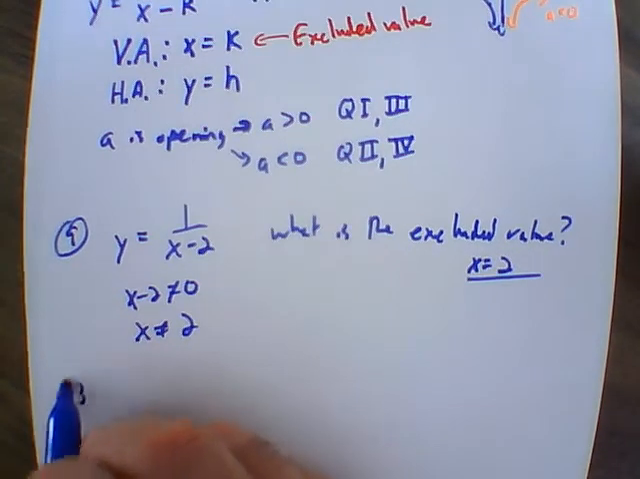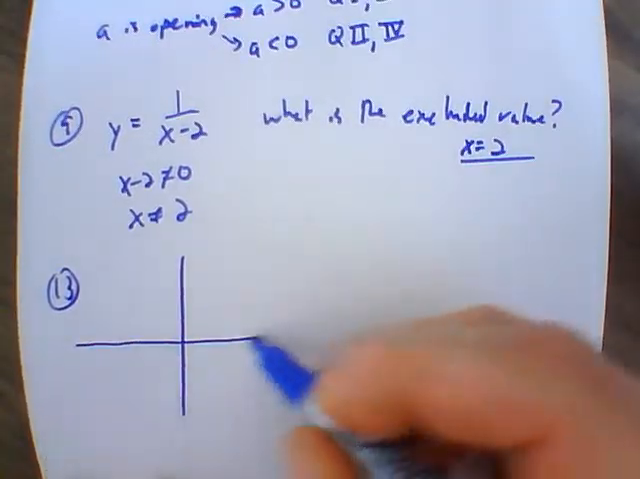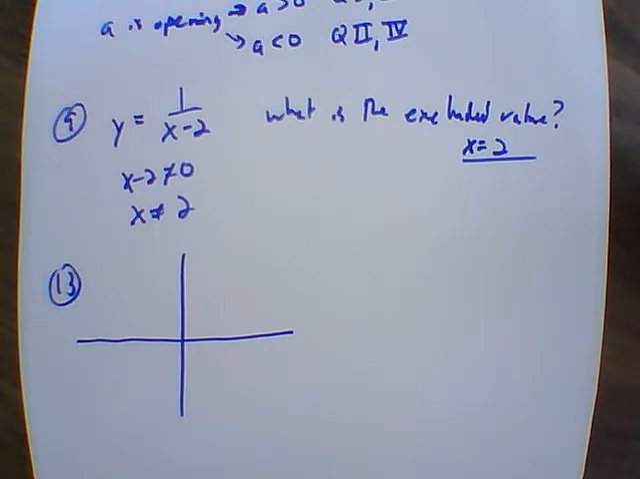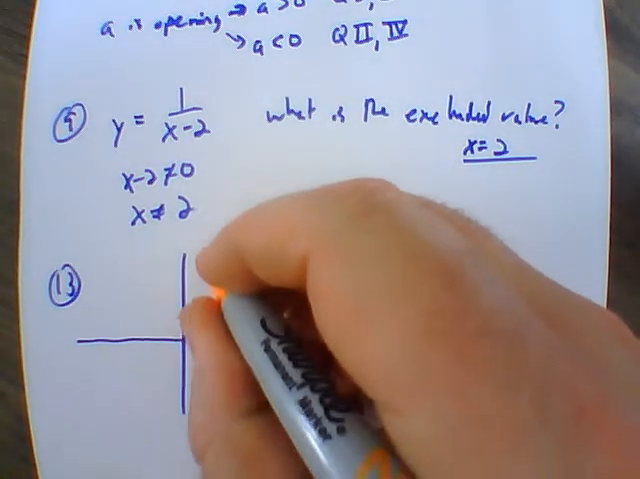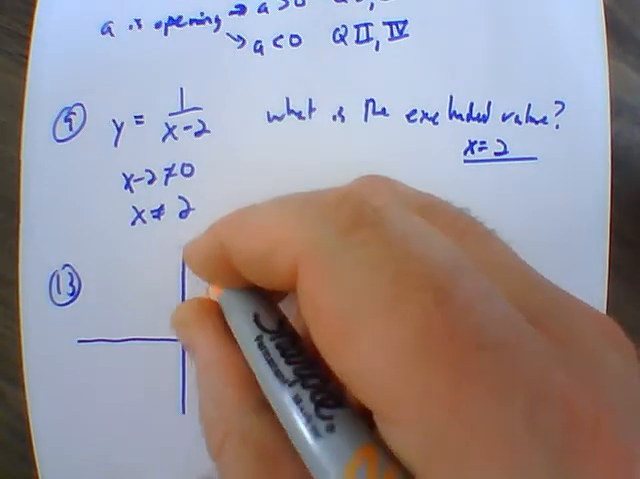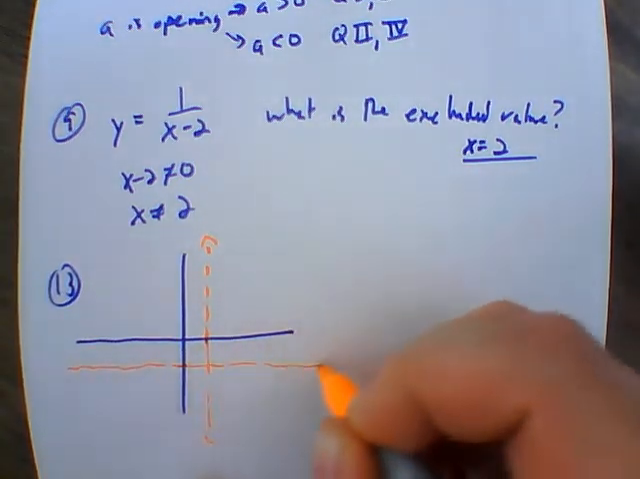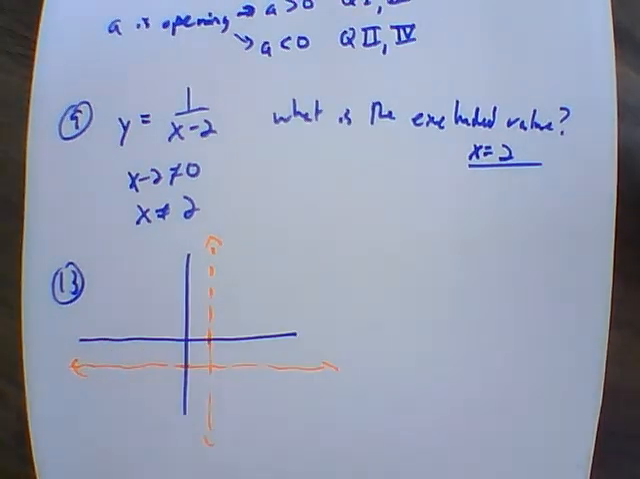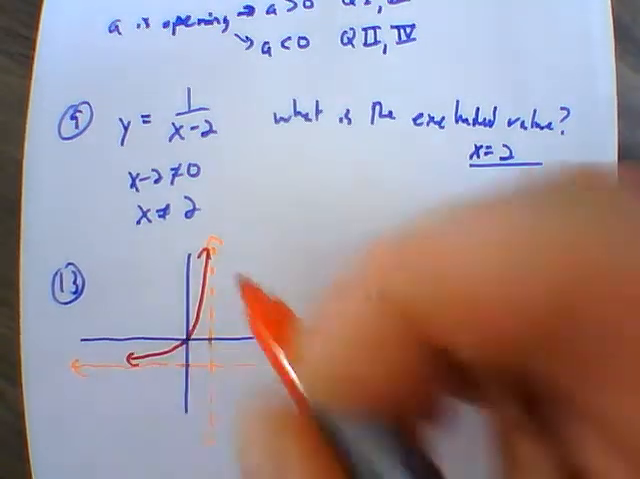Number 13. Let's see if I can draw this for you. We have a vertical asymptote. We have a horizontal asymptote. And then they go like this, and they say, okay, here is my curve.